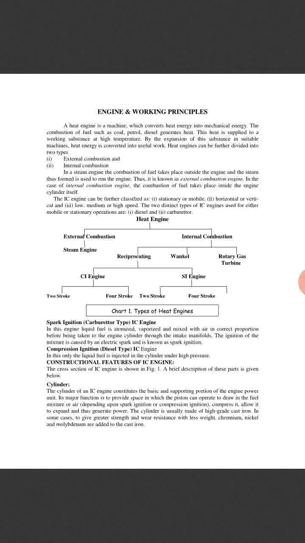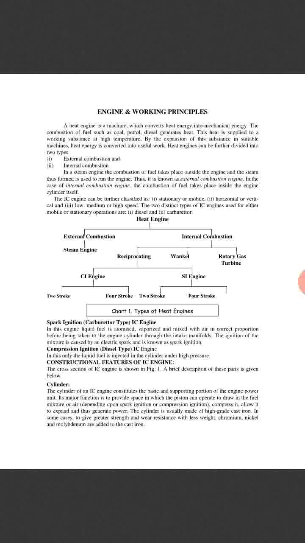First of all, an engine comprises a cylinder. The cylinder of an IC engine constitutes the basic and supporting portion of the engine power unit. Its major function is to provide space in which the piston can operate to draw in the fuel mixture or air, depending upon spark ignition or compression ignition, compress it, allow it to expand and thus generate power.